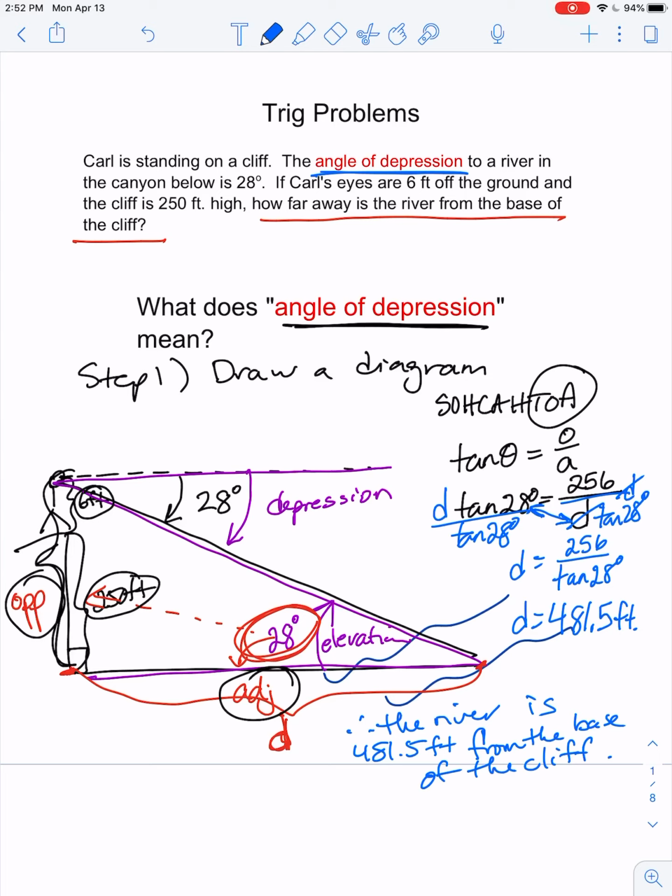Okay? So, step 1, draw a diagram. Step 2 is create the ratio. Step 3, solve. Step 4, sorry, this looks like a big mess. Step 4 would be make your final statement.